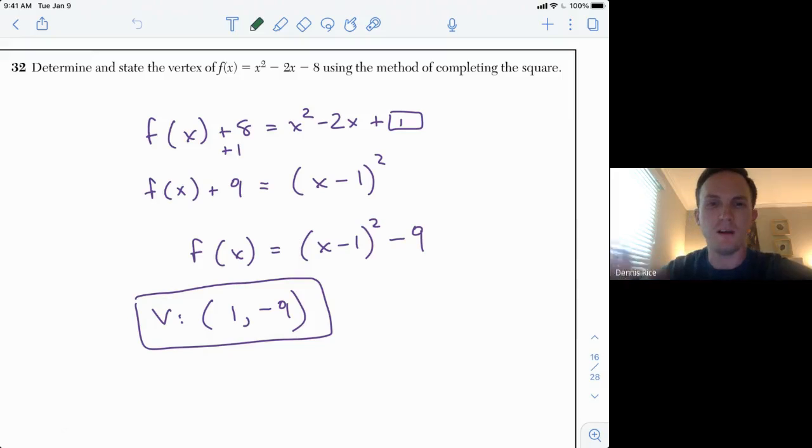Okay. Let me see the points for this one. This is kind of annoying for a 2-pointer. Points for this one, you had to write it.